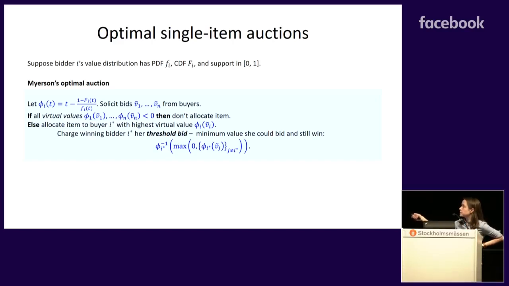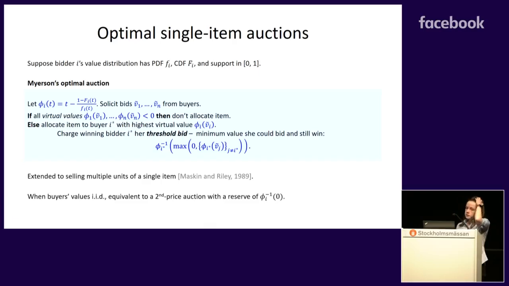So what we do is we solicit bids from these buyers. We map their bids through this virtual valuation function. So we get these virtual values. And if all of these virtual values are smaller than 0, then we don't allocate the item. But if some buyer has a non-negative virtual value, then we allocate the item to the buyer with the highest virtual value. And in words, we charge the winning bidder their threshold bid, which is just the smallest they would have to keep bidding in order to keep winning. And you can see that in math written here, if you're curious.